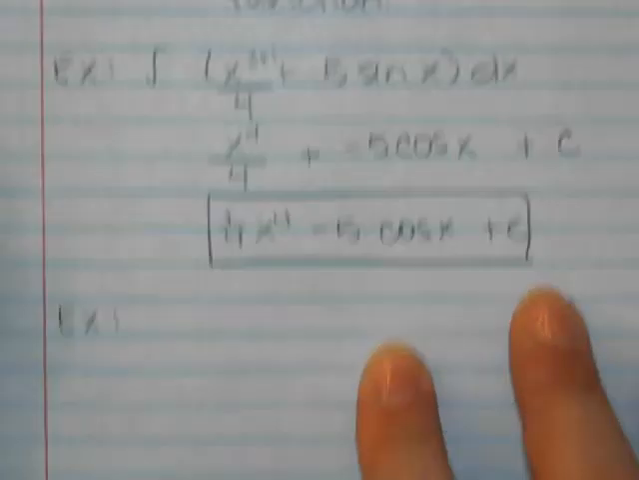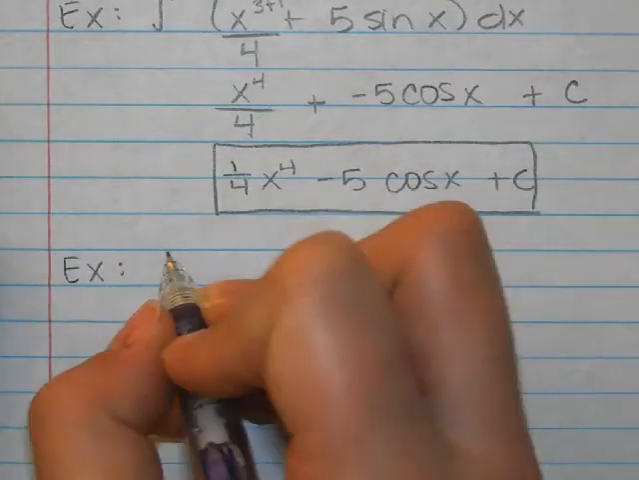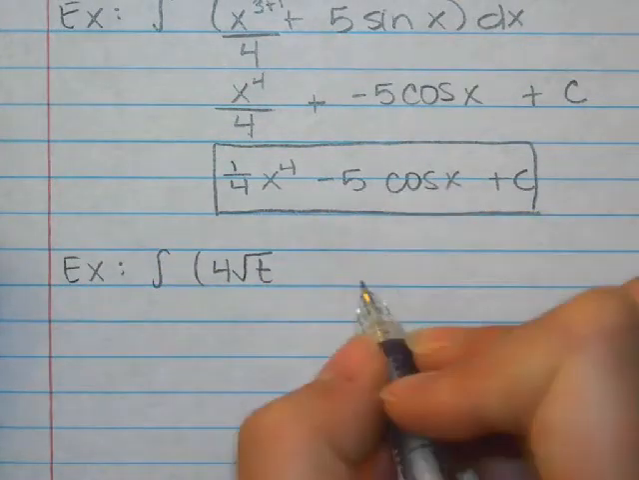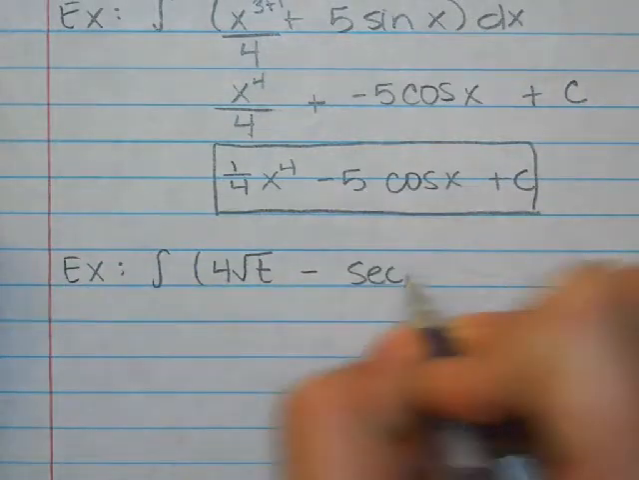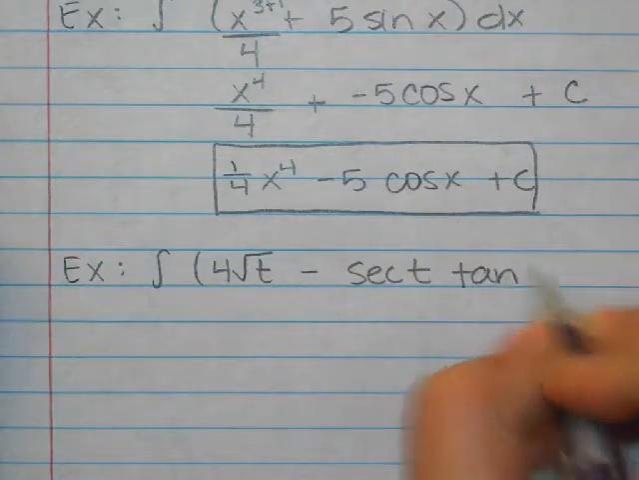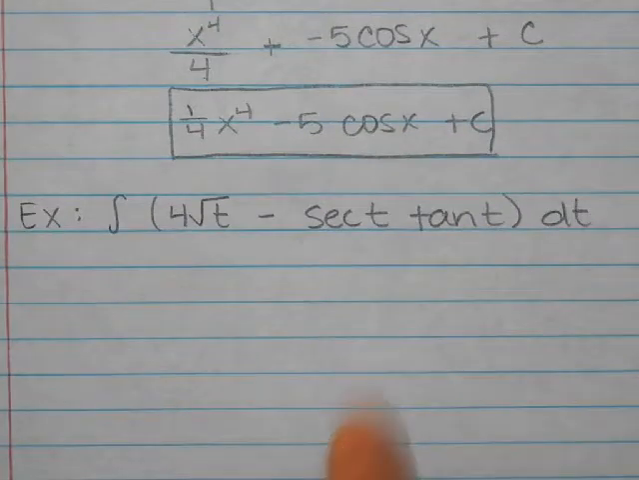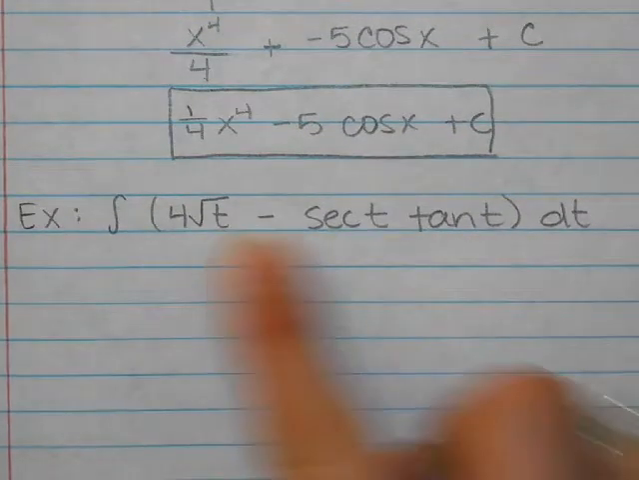All right, let's do another problem. For this one, we're going to do the integral of 4 square root t minus secant t tan t times dt. Does anyone know why I'm putting this part in parentheses?